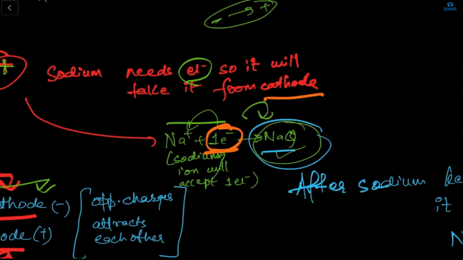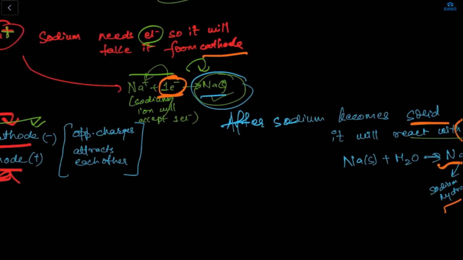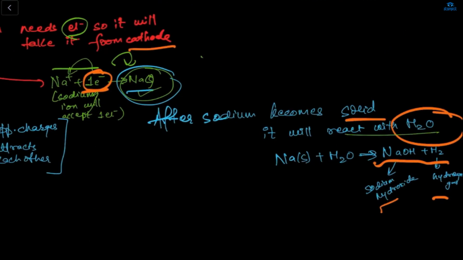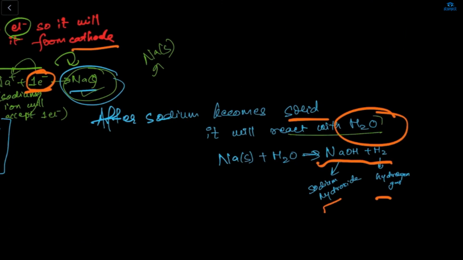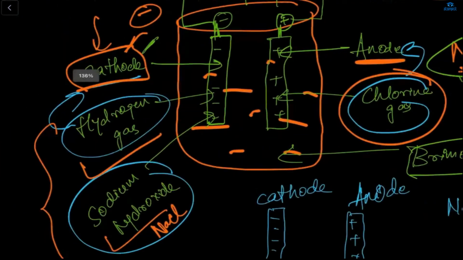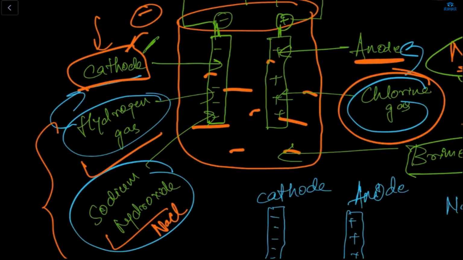That gives Na, which is a solid. Na is nothing but sodium. When sodium becomes solid, it reacts with water. After reacting with water, in the product side we have two things: one is sodium hydroxide, and the other is hydrogen gas. That's why I am writing hydrogen gas and sodium hydroxide here.